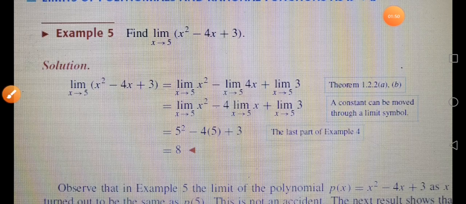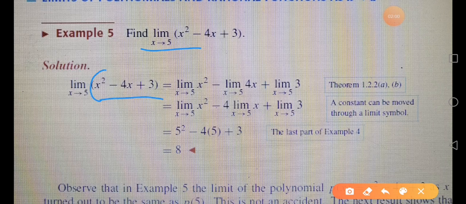For example, limit x approaches 5 of x square minus 4x plus 3. By using the theorem we have already discussed, we are just going to separate out the limit. So limit x approaches 5 of x square minus limit x approaches 5 of 4x plus limit x approaches 5 of 3, and then this constant multiple will be taken out, and this is the constant function as it remains the same.